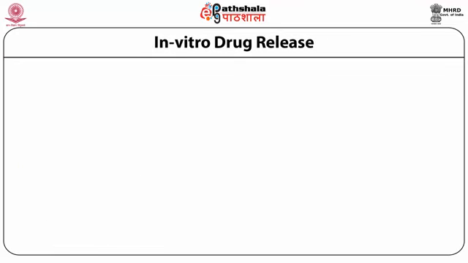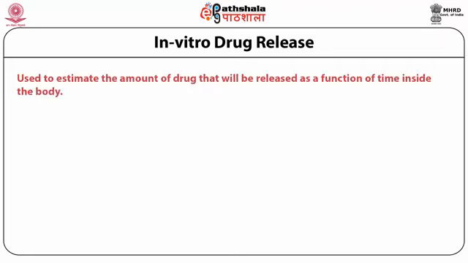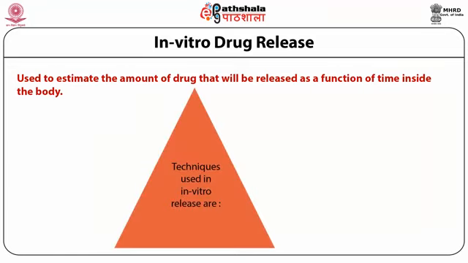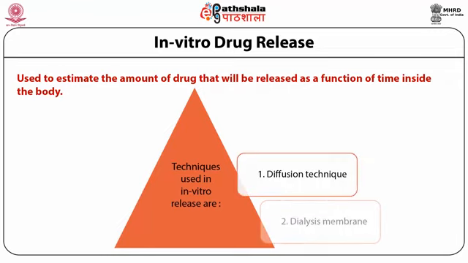In vitro drug release. In vitro drug release needs to be determined to estimate the amount of drug that will be released as a function of time inside the body. In vitro drug release studies are most commonly performed by using the diffusion technique, which involves the use of a dialysis membrane. The dialysis tube needs to be chosen carefully, depending on its drug absorption tendency and various other factors.